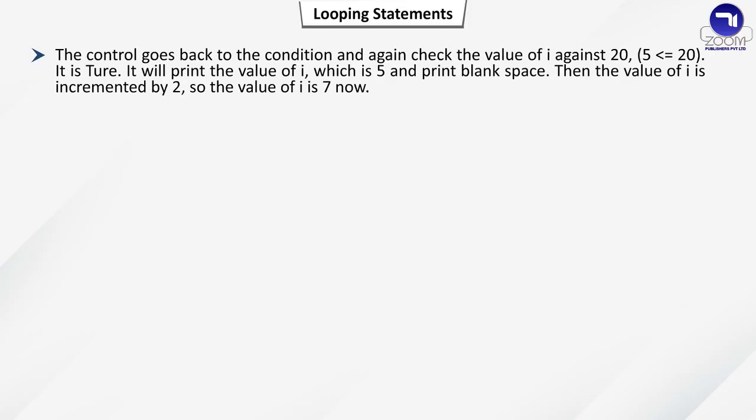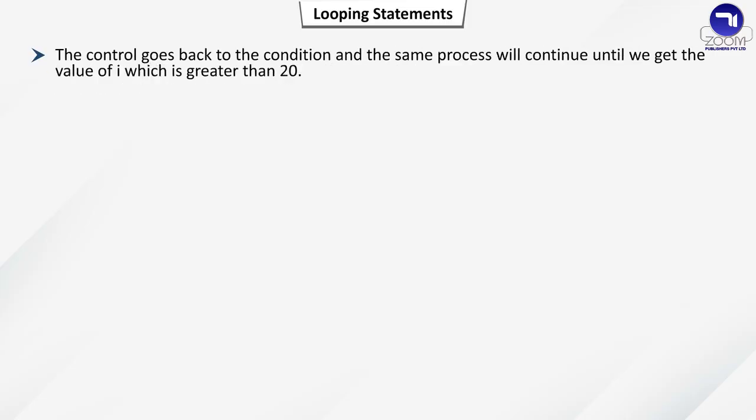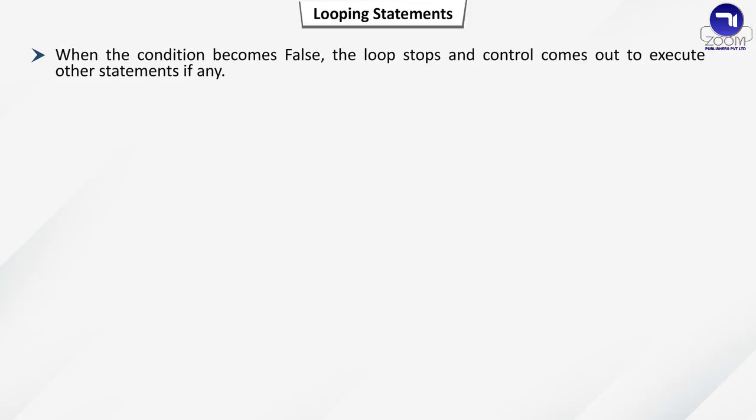The control goes back to the condition and again checks the value of i against 20. 5 is less than or equal to 20. It is true. It will print the value of i, which is 5, and print a blank space. Then the value of i is incremented by 2. So the value of i is 7 now. The control goes back to the condition and the same process will continue until we get the value of i which is greater than 20. When the condition becomes false, the loop stops and control comes out to execute other statements, if any.